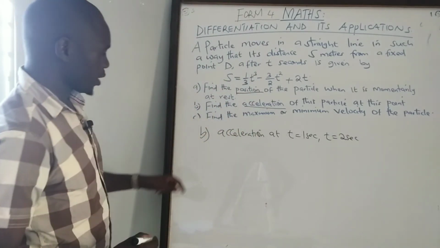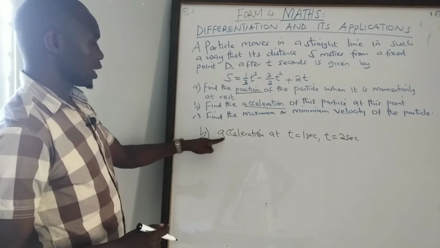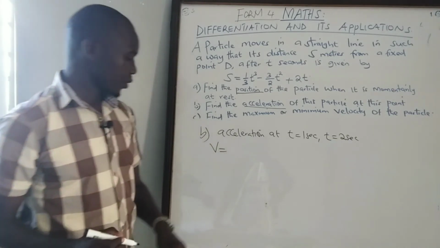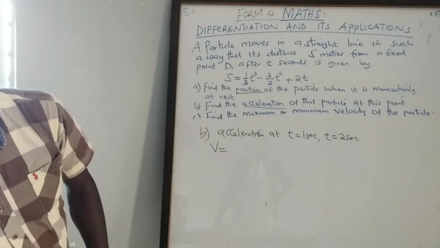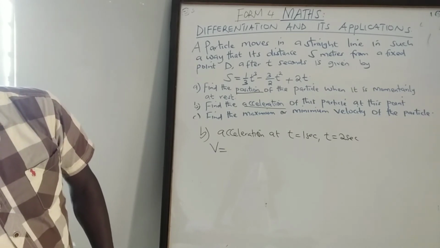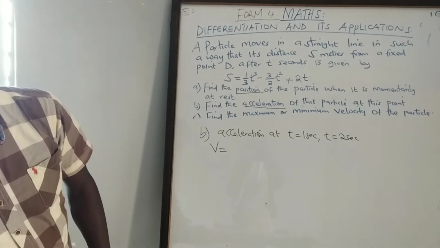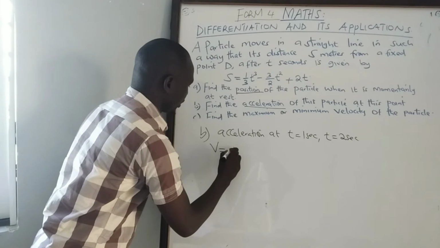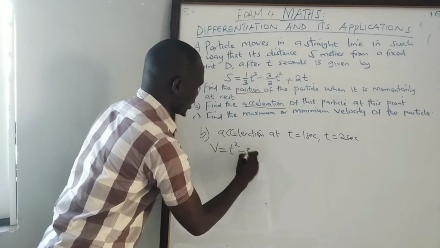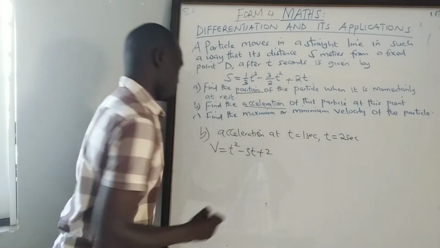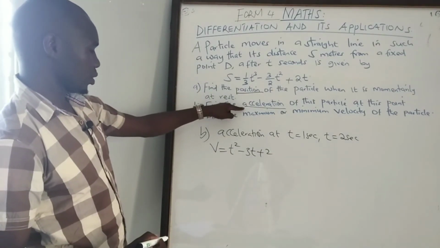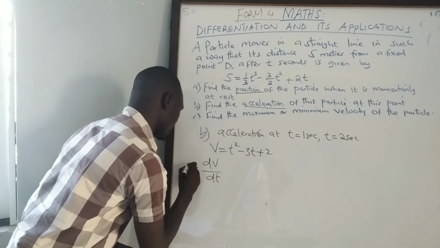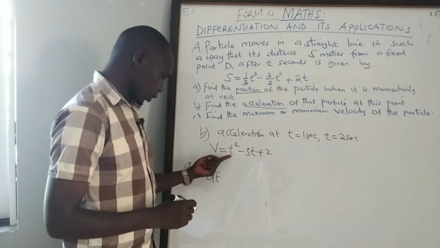But we know for us to get the acceleration, we need to differentiate our velocity. Our velocity function, which we have already differentiated, was t squared minus 3t plus 2. But for us to get the acceleration function, we have to differentiate the velocity. That is, dv over dt must give us acceleration. So we are again going to differentiate the velocity.